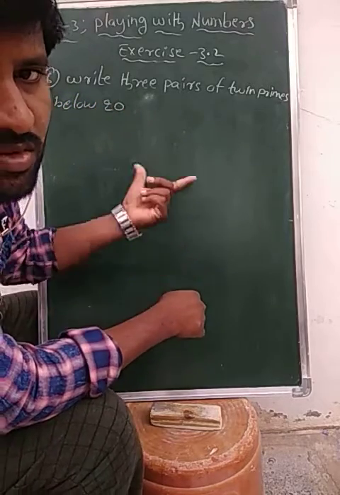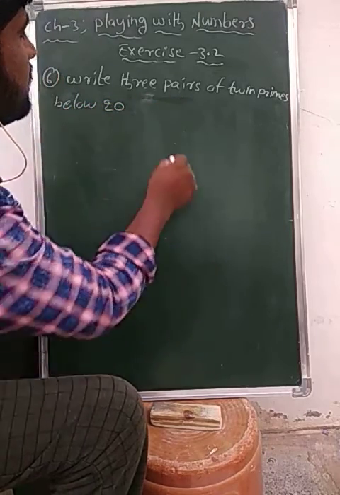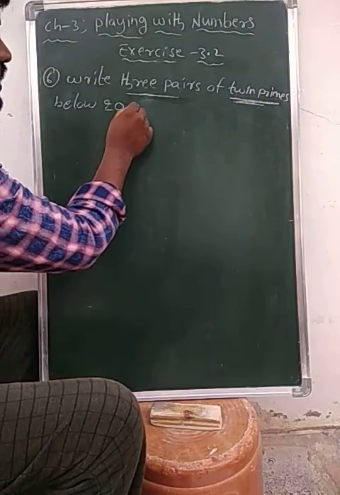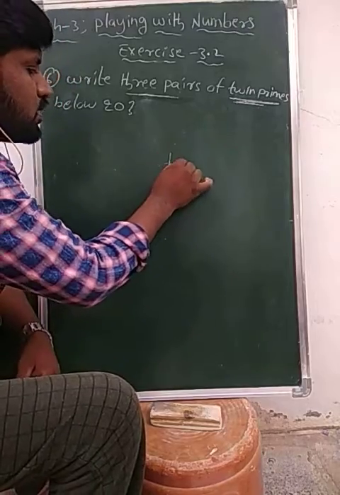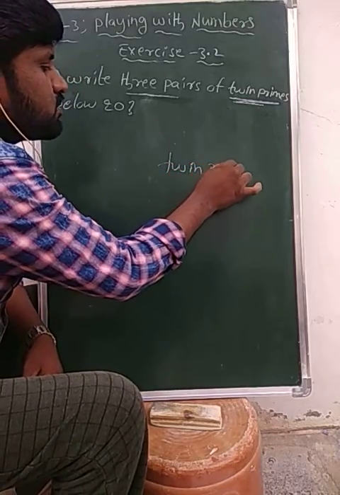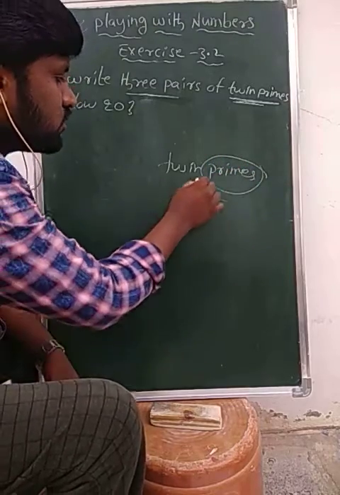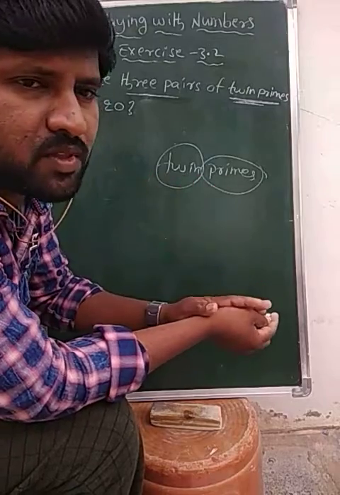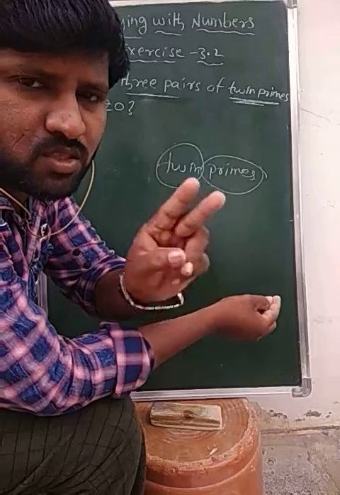Okay, so this is the question. Write 3 pairs of twin primes below 20. We know about prime numbers, and we already discussed twin primes also. What is the meaning of twin primes? The difference between two prime numbers is 2.